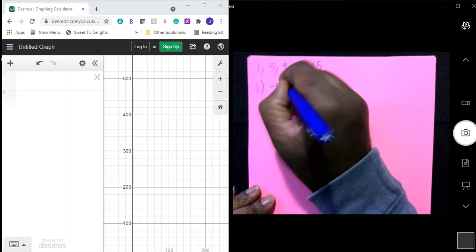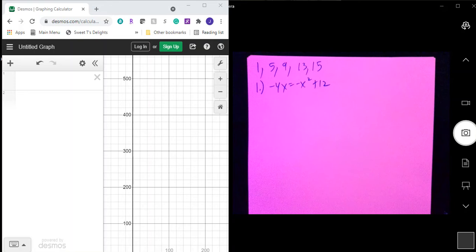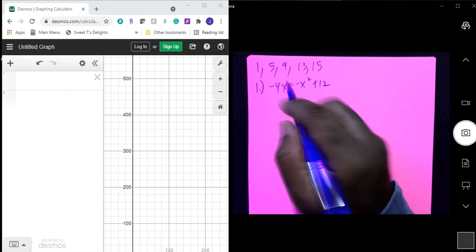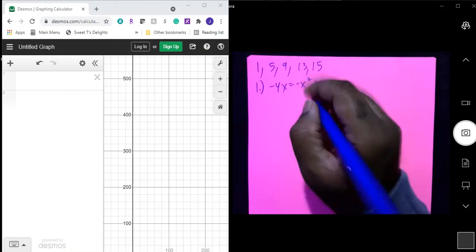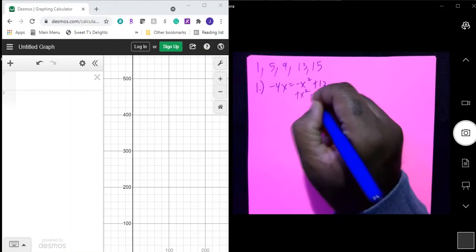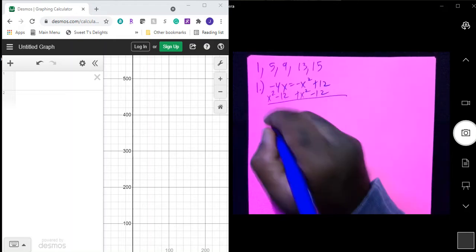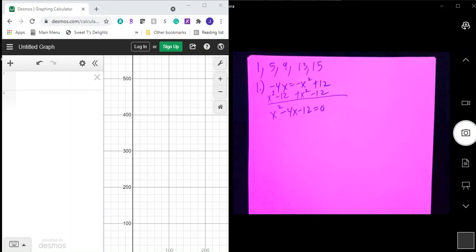we have negative 4x is equal to negative x squared plus 12. Now we're asked here to solve the quadratic equation numerically using tables of x and y values. Verify your solutions graphically. Okay, so what we could do is this. First thing I would like to do is get all this in standard quadratic form. So what we need to do is add x squared and subtract 12 on both sides. So we will have x squared minus 4x minus 12 equals 0.